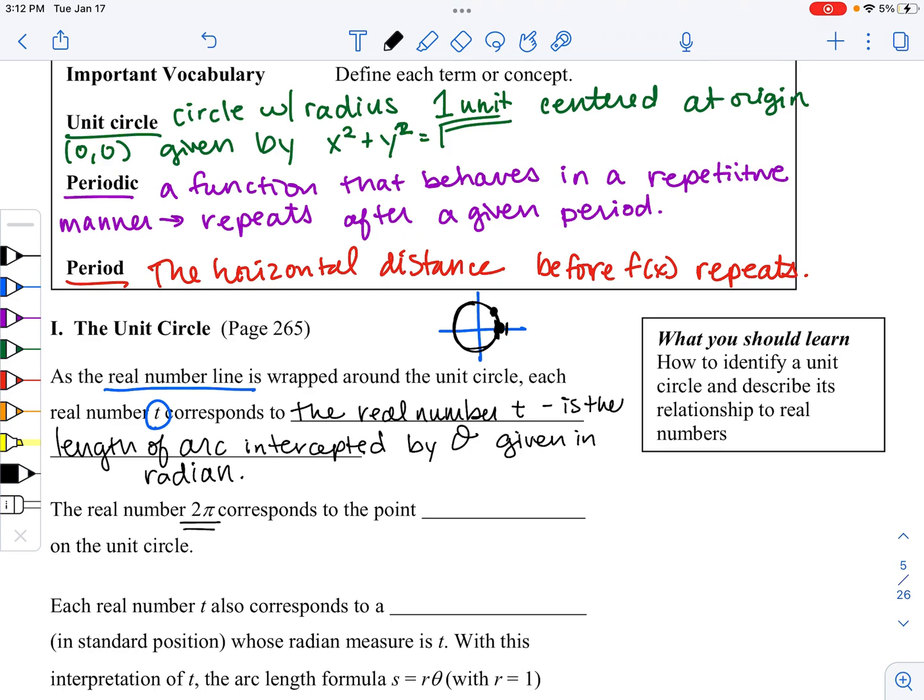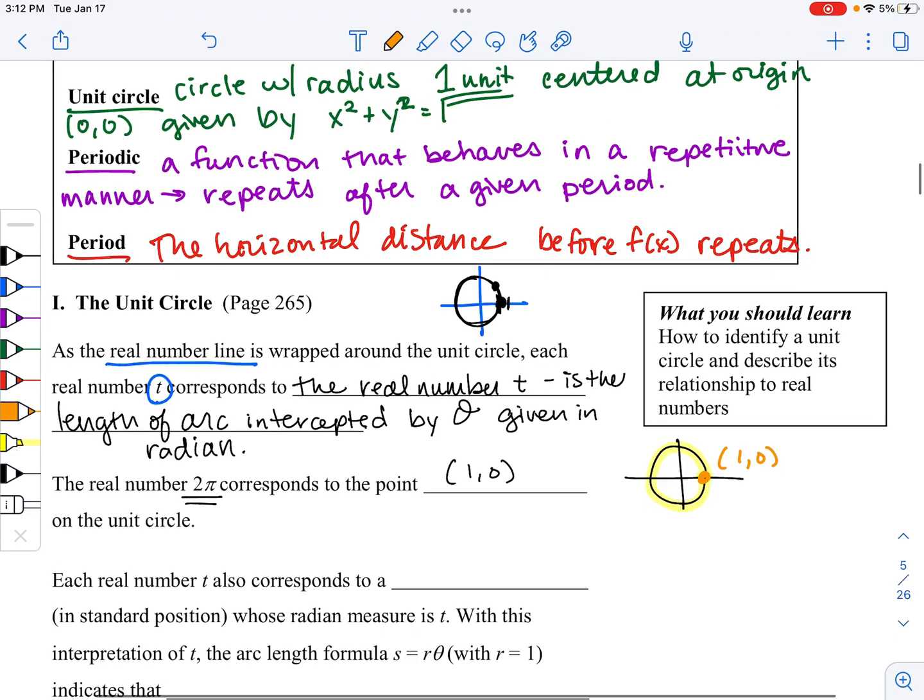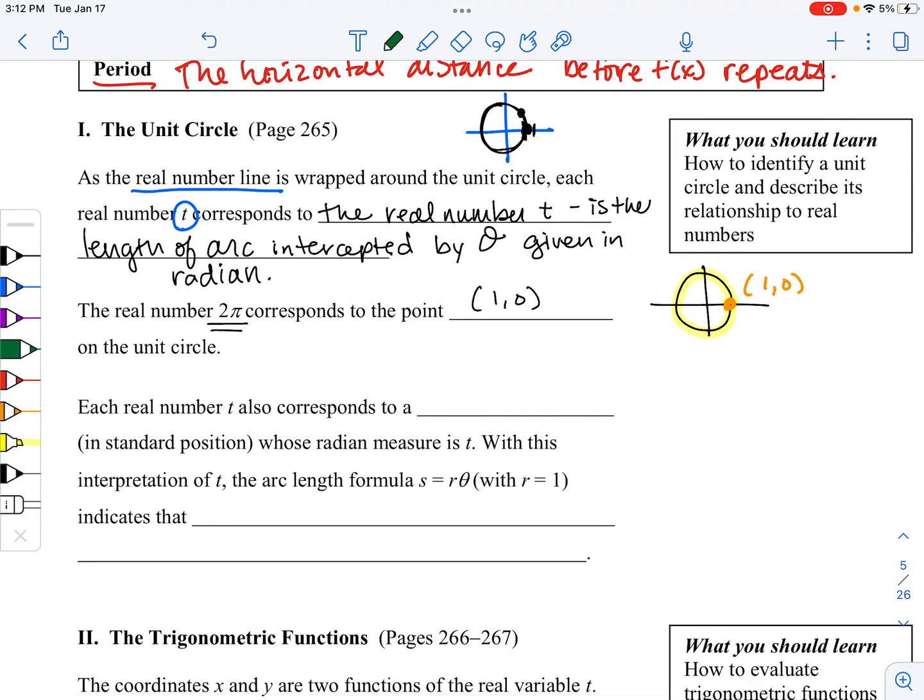The real number 2 pi corresponds to the point (1, 0) on the unit circle. So if I took 2 pi radians and went around the circle, that would go back to and hit this point, which is (1, 0) on the circle. Each real number t also corresponds to a central angle. We call it theta, in standard position, whose radian measure is t. So t is the radian measure of theta.